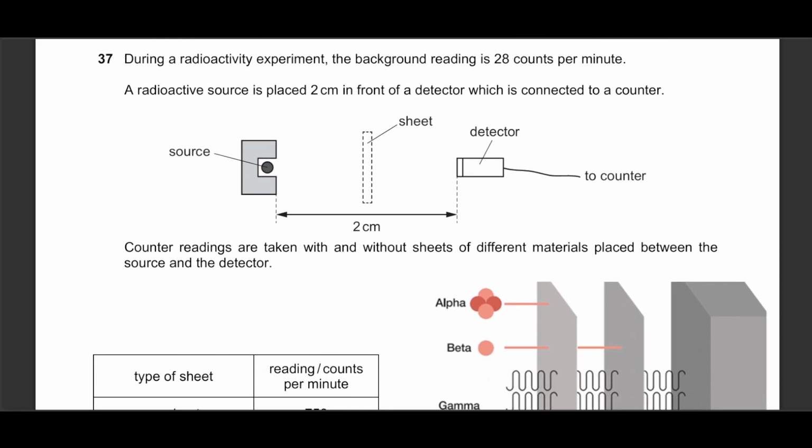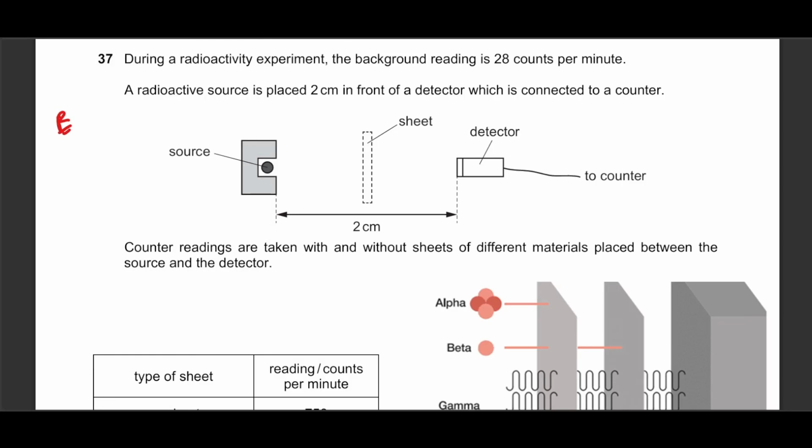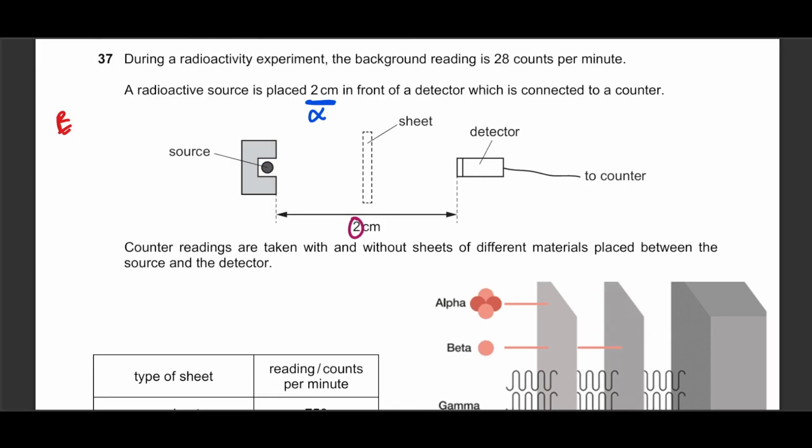Question number 37. He says, and this is a good question, it gets repeated many times, and it has to do with your logic skills. Pay attention to the idea that if the distance is 2 centimeters, alpha would also be part of the debate. Sometimes he increases this distance to 10 centimeters or 15 centimeters. If that happens, then alpha would not be participating because alpha doesn't have this much range. It will be absorbed in the air before reaching the detector. So alpha would immediately be eliminated in those questions. But since it's 2 centimeters, I will consider that alpha might be significant.